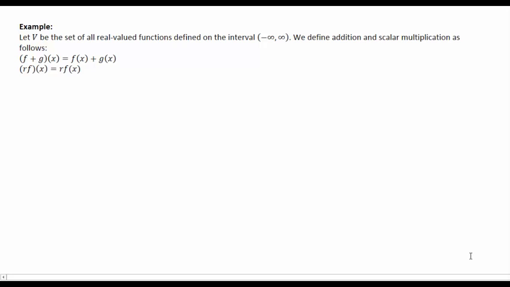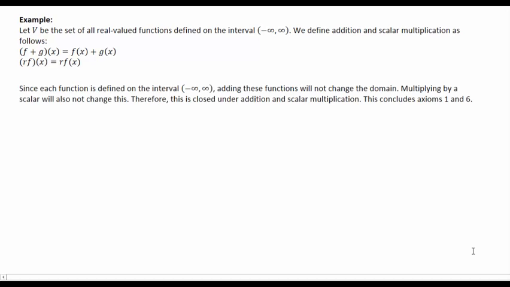My next vector space, let's consider all real valued functions defined on the interval negative infinity to infinity. So basically anything that's defined over the entire interval. We define addition and scalar multiplication just as you normally define addition and multiplication on functions. I won't talk about all of the axioms here, but I will talk about a few. First off, since each function is defined on the entire interval, adding the functions will not change the domain. Multiplying by a scalar will also not change the domain. So it's closed under addition and scalar multiplication. So we have axioms 1 and 6.